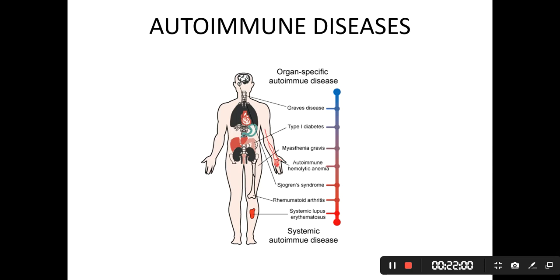The same thing happens with type 1 diabetes. The beta cells of the pancreas are supposed to secrete the insulin normally, but the antibodies start acting against those beta cells, hence they kill the beta cells, and so insulin is not getting formed in those conditions. That is type 1 diabetes.